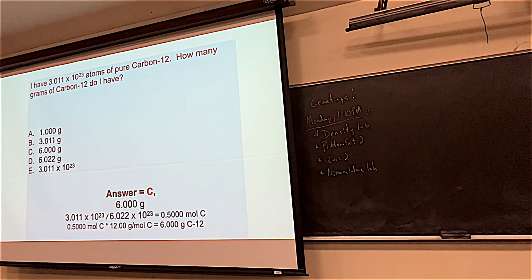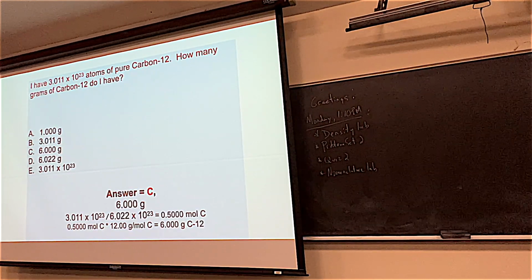Actual carbon is 12.011 because of all those other pesky isotopes that are there. But at least for carbon 12, yeah. Questions?